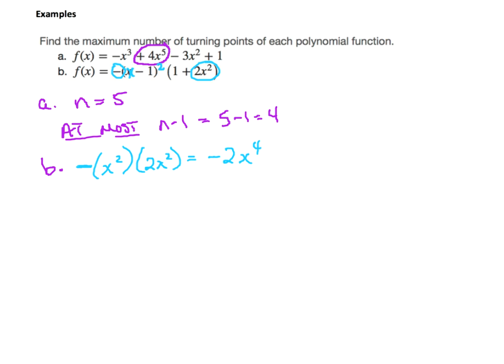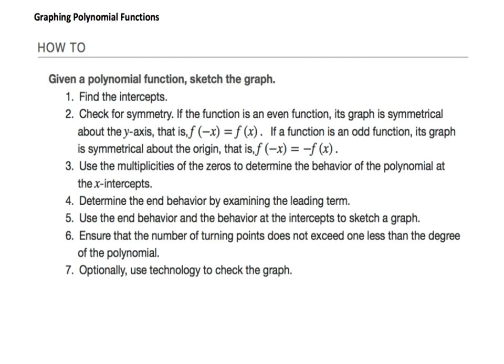So this is considered a negative even. We could talk about the end behavior there if we wanted to. But it's asking about turning points. So it has at most n minus 1 turning points. In this case, n is 4. So it has 4 minus 1 or 3 turning points at most.